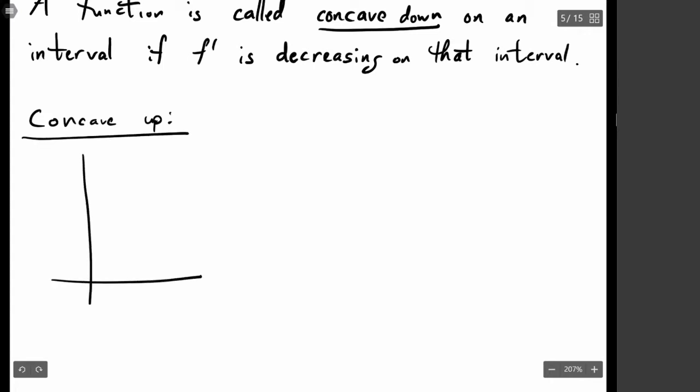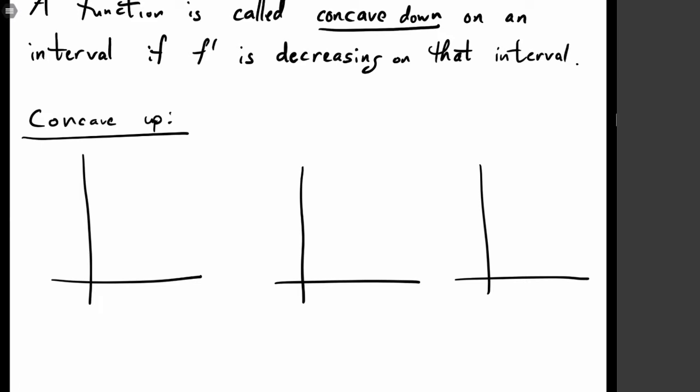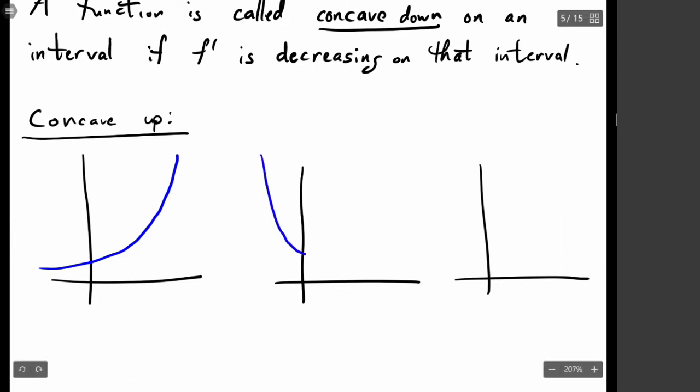I'll draw three pictures. Concave up here. Remember, we want to say that the derivative is increasing. If we look at something like an exponential function, obviously that derivative's increasing. I also want you to notice that this is concave up. Why is that concave up? Because the derivative is very, very negative here, but it's getting closer to zero. So the actual value of the derivative is going up.